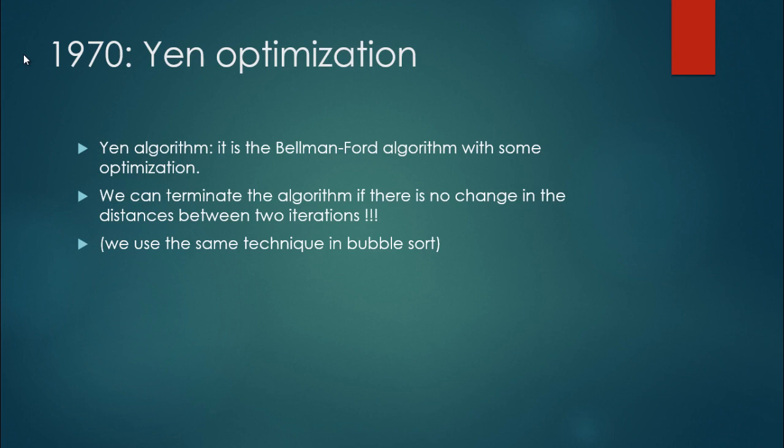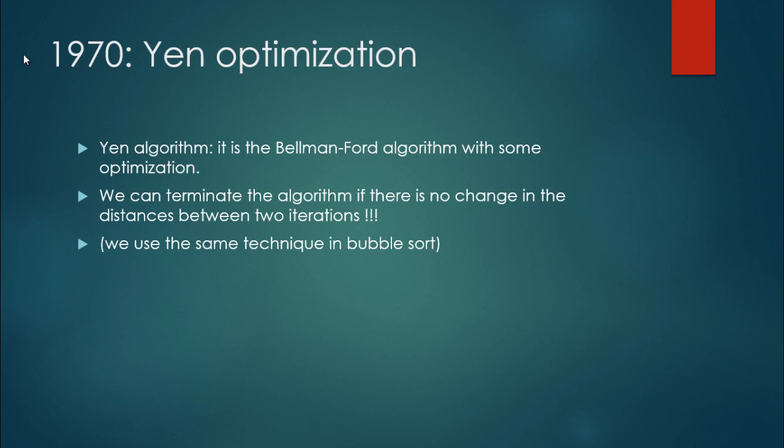Then there's the so-called Yen optimization. It was invented in 1970. The Yen algorithm is the Bellman Ford algorithm with some optimization. We can terminate the algorithm if there is no change in the distances between two iterations. So we make iterations and we watch whether there is a change in the cost or not. We use the same technique in bubble sort, by the way. This optimization can be used in order to boost up the Bellman Ford algorithm.